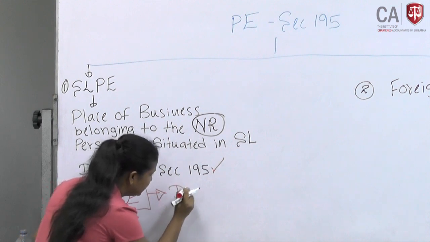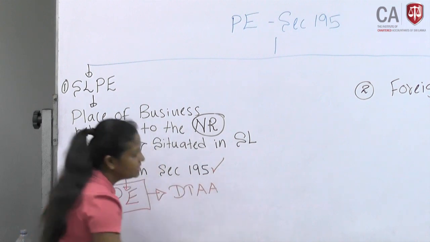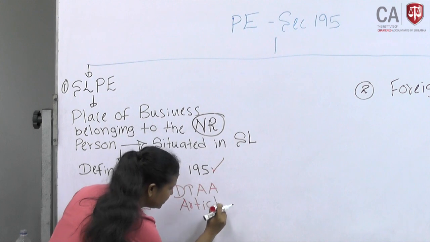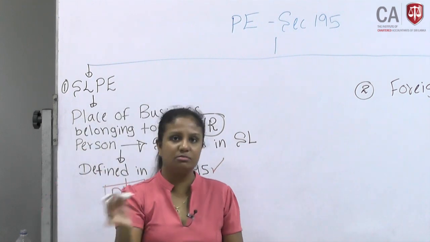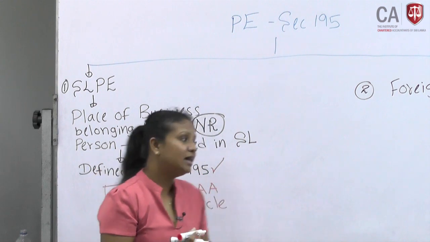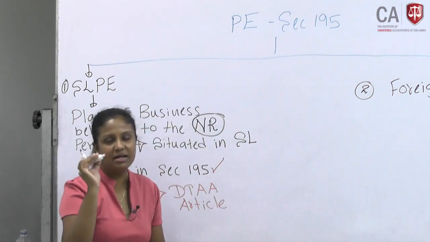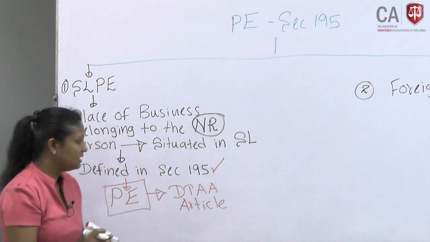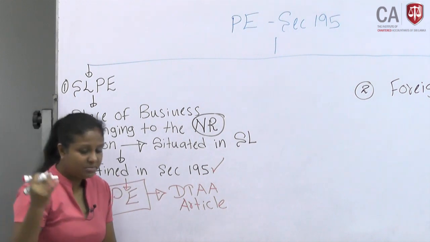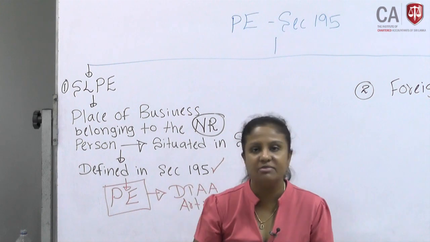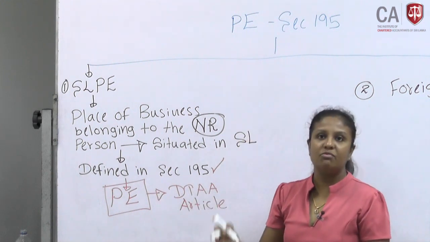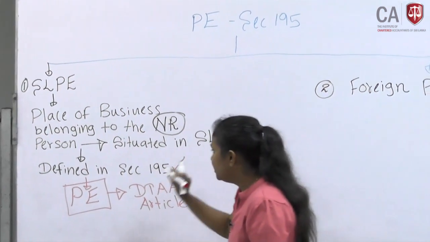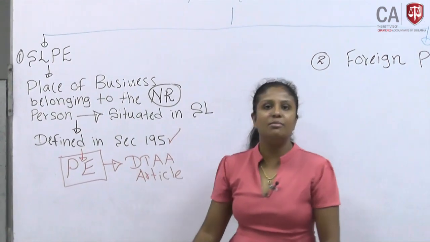Double taxation treaty, DTAA, double taxation avoidance agreement, the particular article. Article 5 may be in China, Sri Lanka, it's Article 5. Likewise, you have to look at the article. In that definition of the permanent establishment article, it has given whether it is a branch, whether it is a provision of service, whether it's a construction site. When it comes to your answer, always you have to refer to section 195 and the double taxation treaty.